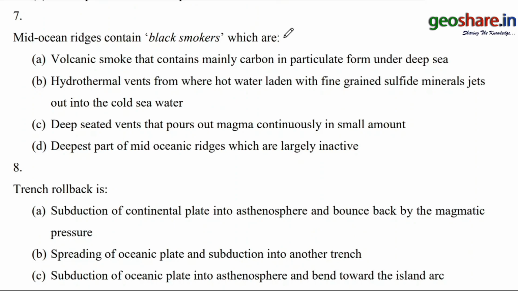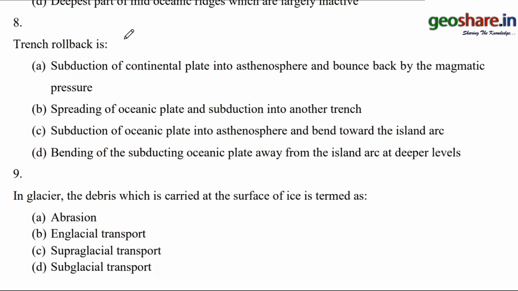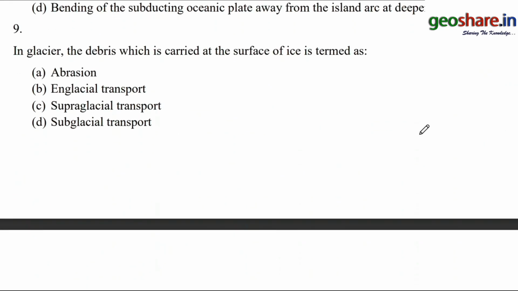Mid-ocean ridges contain black smokers, which are hydrothermal vents from where hot water laden with fine-grained sulfide minerals jets out into the cold seawater. Trench rollback is the bending of the subducting oceanic plate away from the island arc at deeper level.